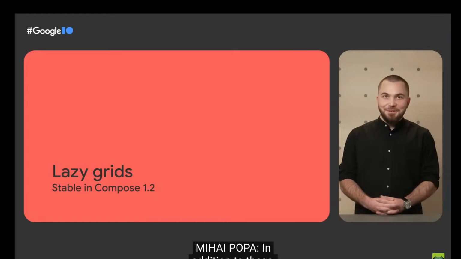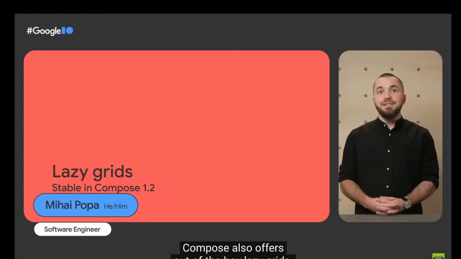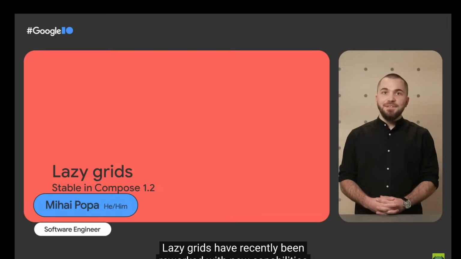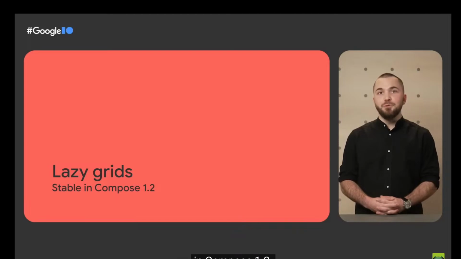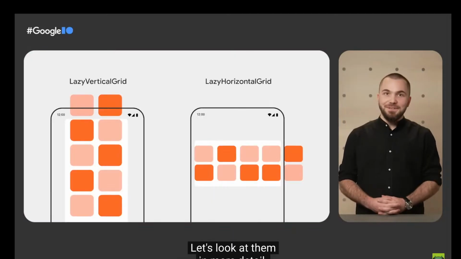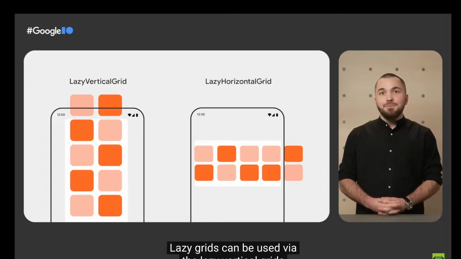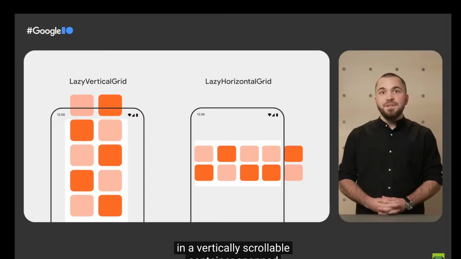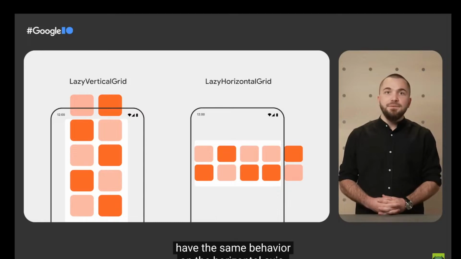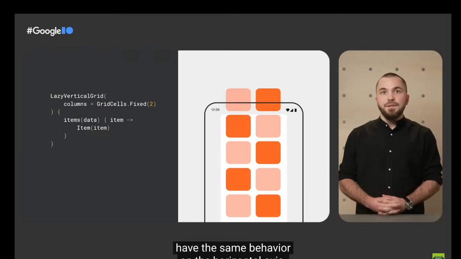In addition to lists, Compose also offers out-of-the-box lazy grids. Lazy grids have recently been reworked with new capabilities, and the API graduated from experimental to stable in Compose 1.2. Let's look at them in more detail. Lazy grids can be used via the LazyVerticalGrid and LazyHorizontalGrid composables. A LazyVerticalGrid will display its items in a vertically scrollable container spanned across multiple columns, while the LazyHorizontalGrid will have the same behavior on the horizontal axis.